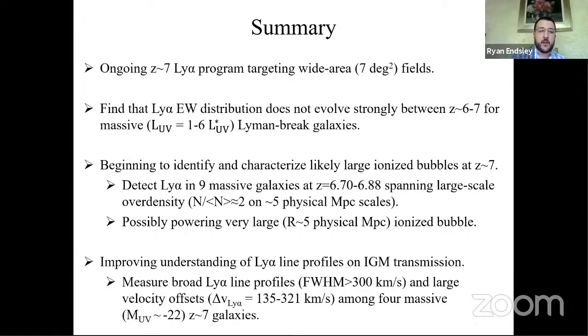At the same time with our survey, we're beginning to improve our understanding of Lyman-Alpha line profiles on IGM transmission. We find broad Lyman-Alpha line profiles among our massive galaxies, and we also find large Lyman-Alpha velocity offsets, meaning that a larger fraction of those Lyman-Alpha photons are being pushed into the damping wing, increasing their transmission through the IGM. Take any questions. Thank you.